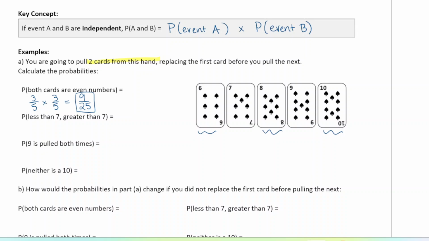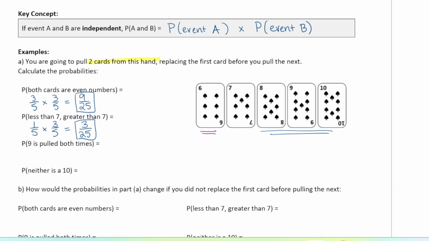Okay, next one. Probability that we pick a card that is less than 7. Well, there's only one card that's less than 7. It's 6. So that would be 1 out of 5. And then we pull a card that's greater than 7. Well, there's 3 cards that are greater than 7, so it'd be 3 out of 5. So 1 times 3 is 3. 5 times 5 is 25. So the chances we do that are 3 out of 25.